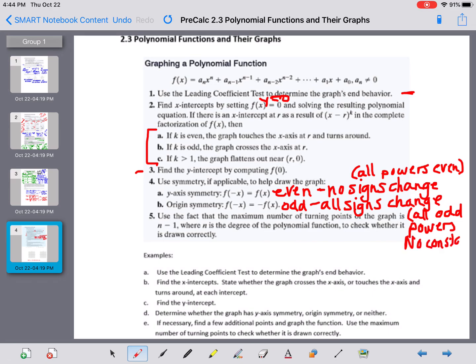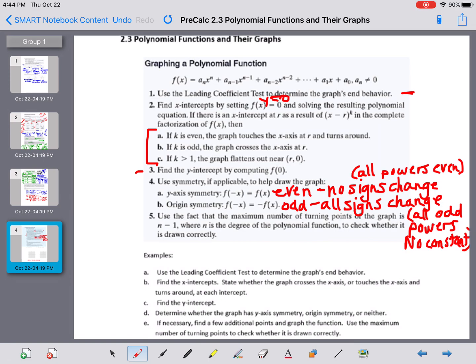Because if you think about it, a constant never changes the sign. So you can't have it on an odd one because it'll never change. It's okay on the even ones because we don't want them to change. And that gives you origin symmetry, that rotational one, which means whatever's in the first quadrant will be the same, kind of flipped around, in the third quadrant. So a little harder to use that graphing.